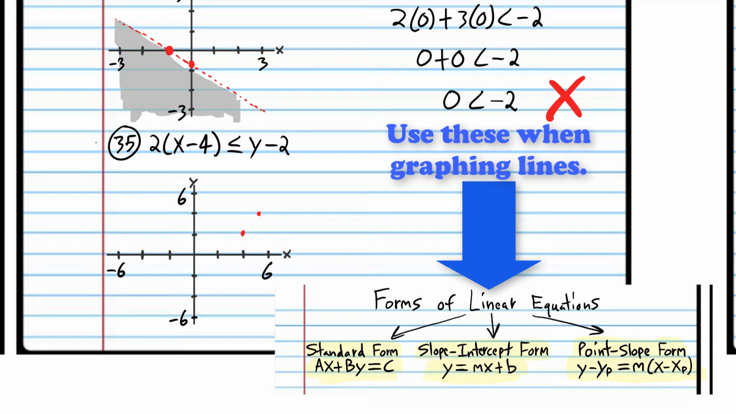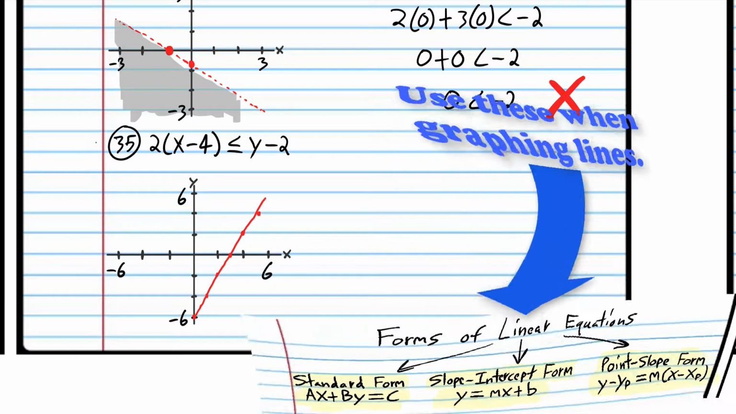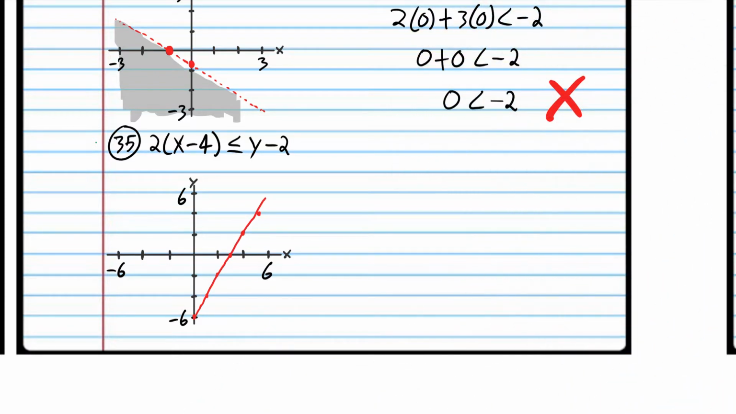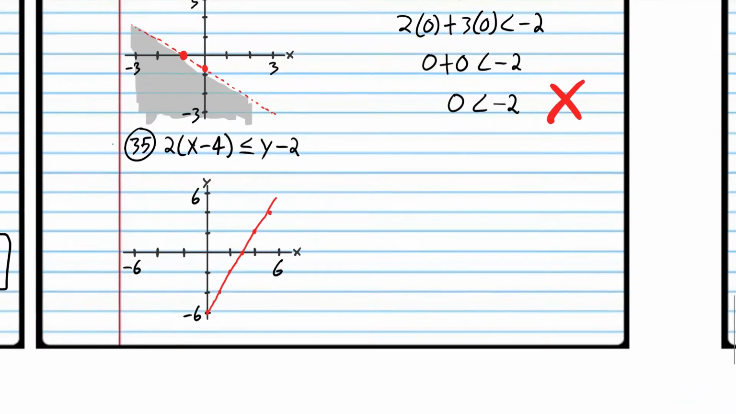Then we can go down 2 and over 1 just to find some more points here so we make sure our line is straight. Down 2 over 1, down 2 over 1, and so forth. You don't have to do all these points, but it just helps to make sure your line is straight. And so that is the line, and it has to be a full line because it's less than or equal to.